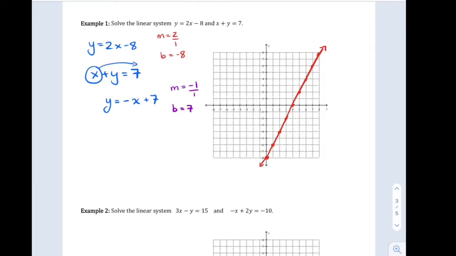So let's go and graph that. I'm going to start with the b value, the y-intercept of 7. My slope is -1 over 1. That means I'm going to go down 1, 1 to the right, put a dot.